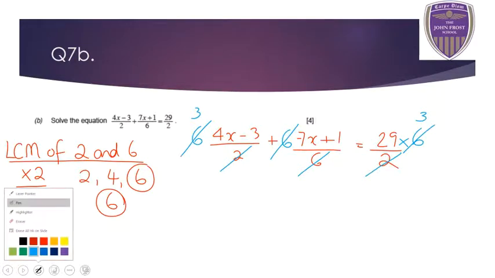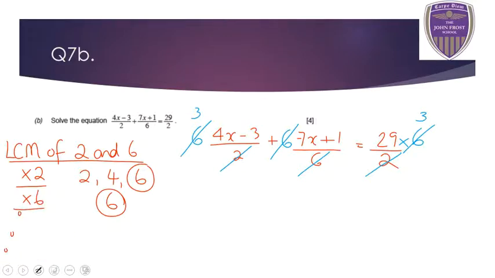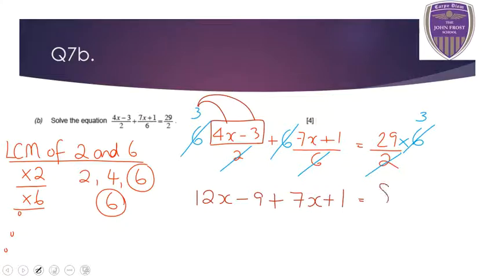So what are we left with? We're left with 3 lots of this. Be careful of that. It's 3 times all of it. So it's 12x minus 9, if you do 3 times 4x, 3 times 3. Then in the middle, we've just got 7x plus 1. And that's equal to 29 times 3, which is 87.